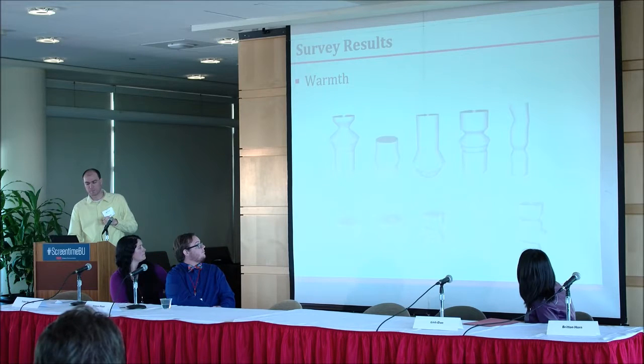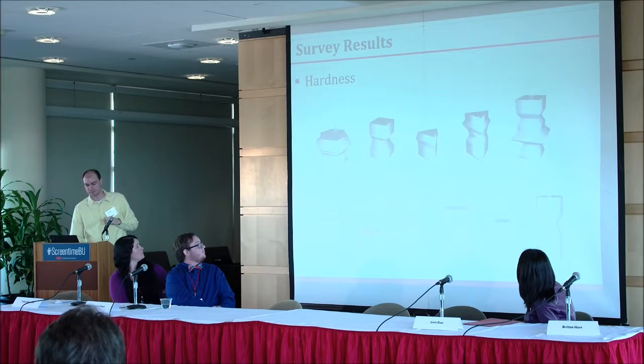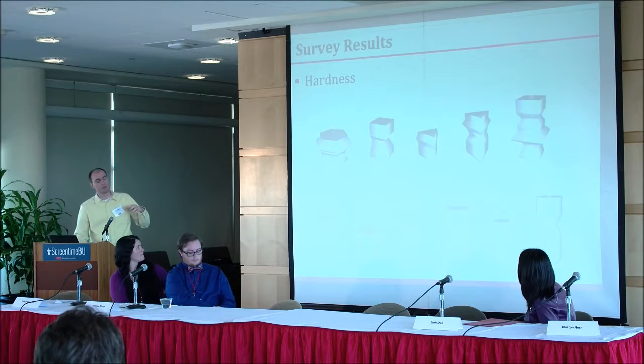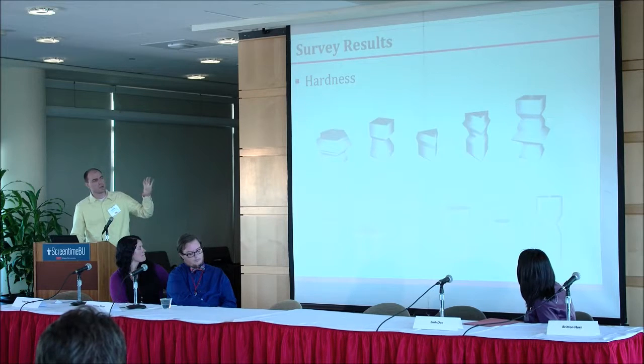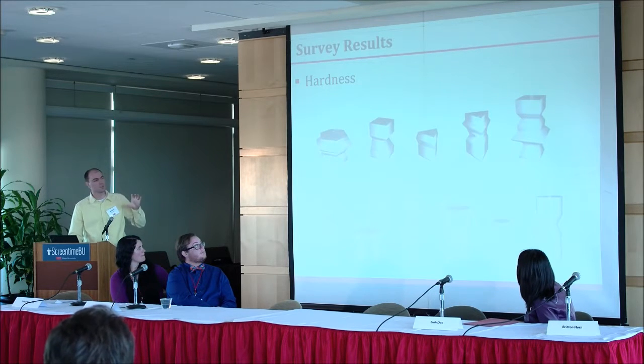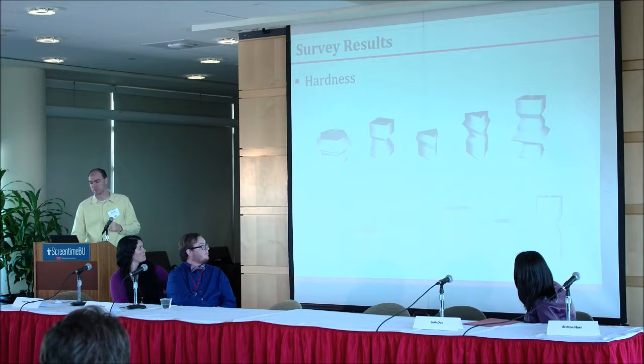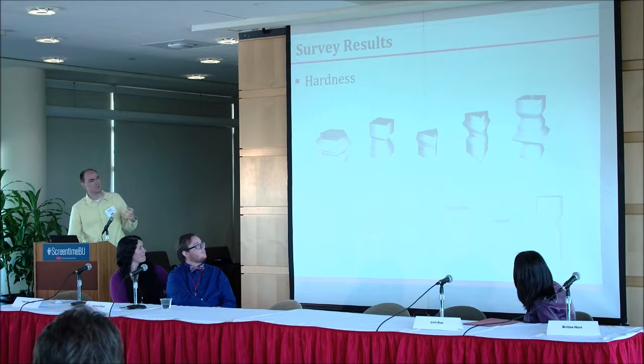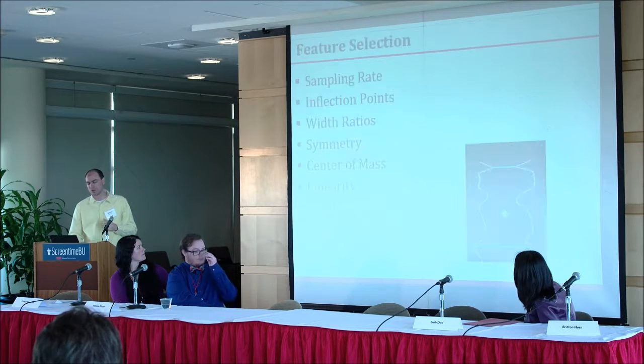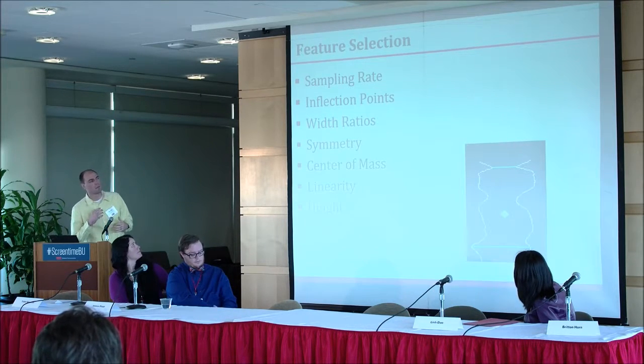Here's warmth and hardness. And so we were really excited by these results because visually we could see that the vases on the top half were very similar and also quite different from the ones on the bottom half, which were also pretty similar as well. But we had to do a little bit more than just by the eye. We had to actually go through and do a feature selection and some linear regression to determine, when given a vase, actually what the values are.